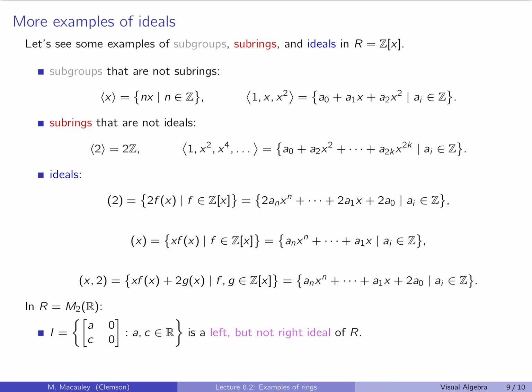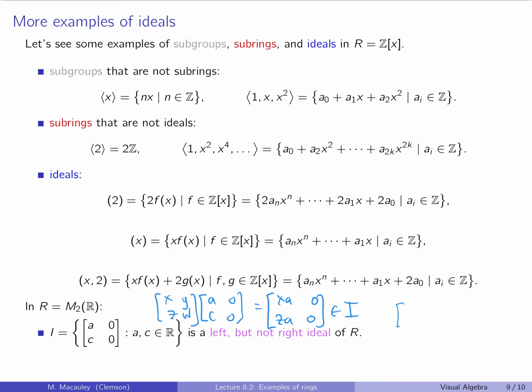Finally, here are 2 miscellaneous examples. This first one is a left ideal but not a right ideal. This is all 2 by 2 matrices of the form [a, 0; c, 0] over the real numbers. To see why that is a left ideal, if we take [a, 0; c, 0] times [x, y; z, w], we get things of the form [xa, 0; za, 0]. So that is in I.